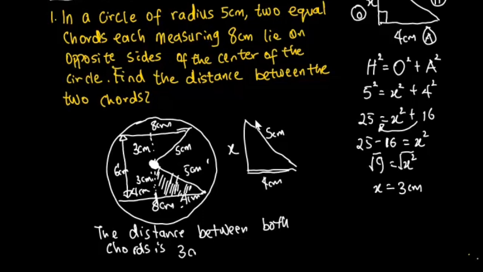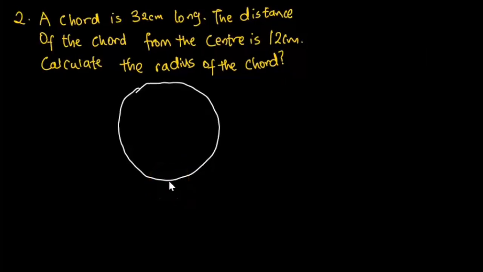So do always memorize your laws and make sure you find them handy whenever you see a question on circle geometry. So look at the other 2 questions we have. So the second practice question reads, a chord is 32 centimeter long. The distance of the chord from the center is 12 centimeter. Calculate the radius of the circle.